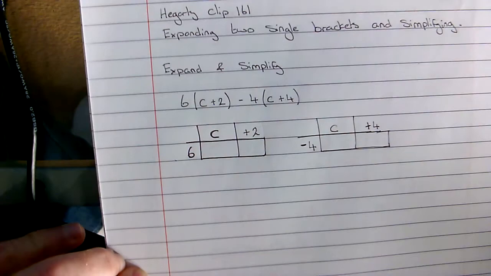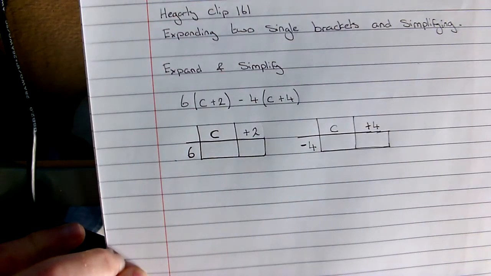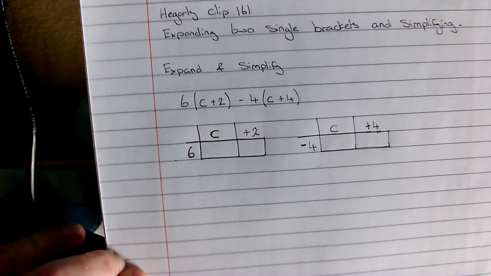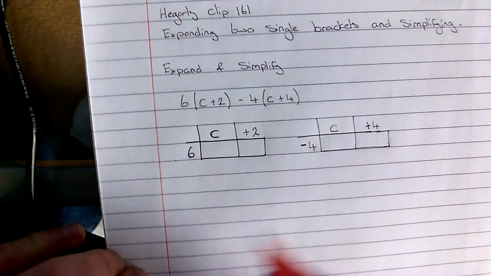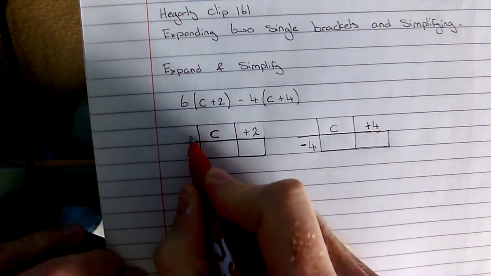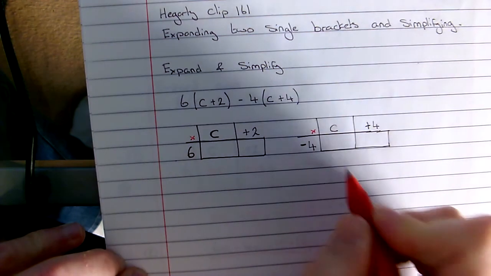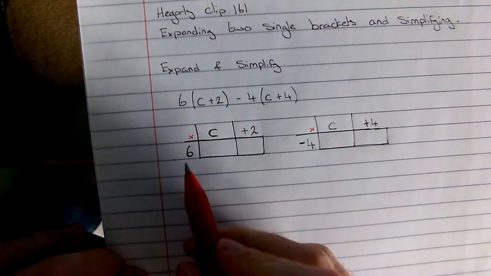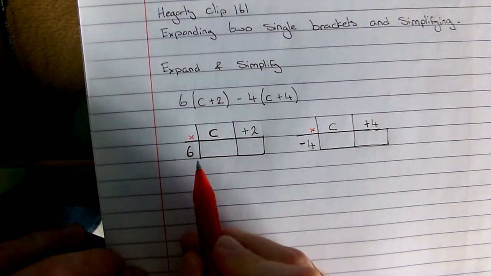Now that we've done that, we're now going to fill in those 4 boxes, 2 here and 2 here. These are actually multiplication grids, so we're going to be multiplying. We're going to be multiplying the 6 by c first.